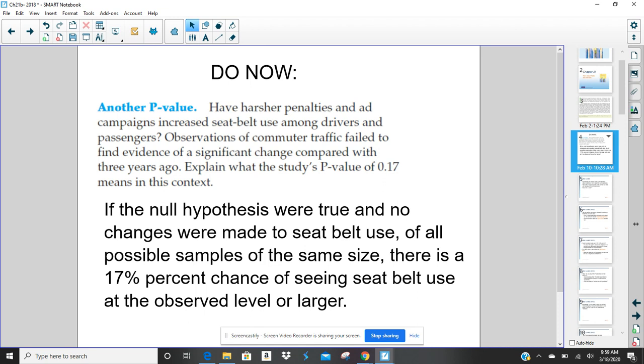So let me just finish up. I'm going to stop here right now. I wanted to do a question, but I want to do this tomorrow. I'll start with alpha levels tomorrow.